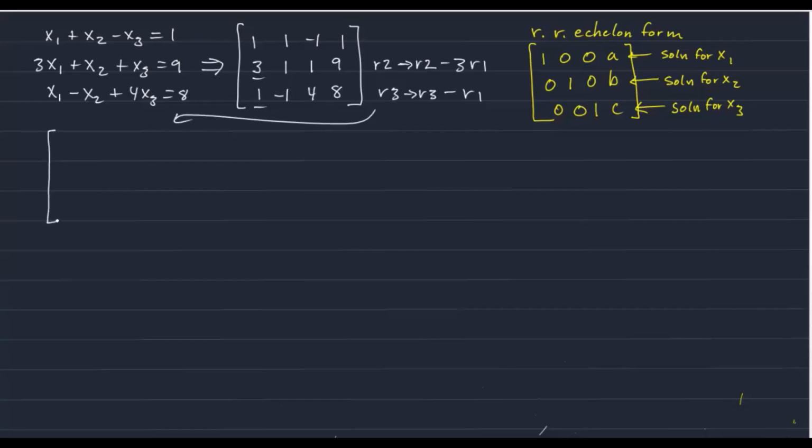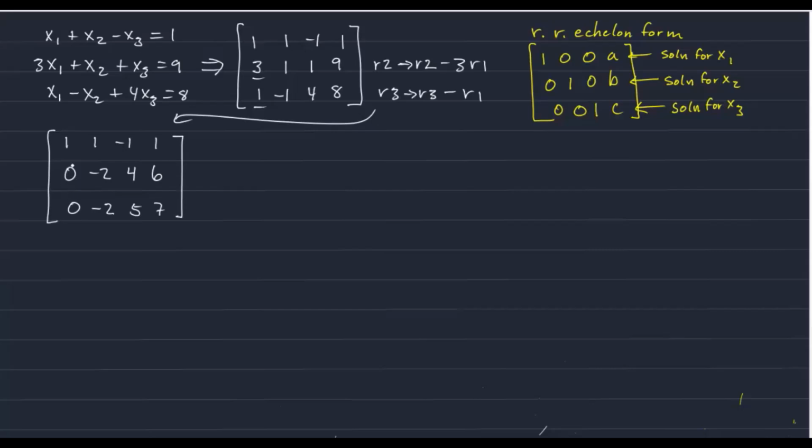If we do that, we get our top row just as we originally had it. And we get a 0. A 1 minus 3 is a minus 2. And a 1 minus a minus 3 is 4. And a 9 minus 3 is a 6. And for row 3, we're just going to subtract row 1, so we'll get a 0, minus 2. 4 minus minus 1 is 5, and an 8 minus 1 is a 7.